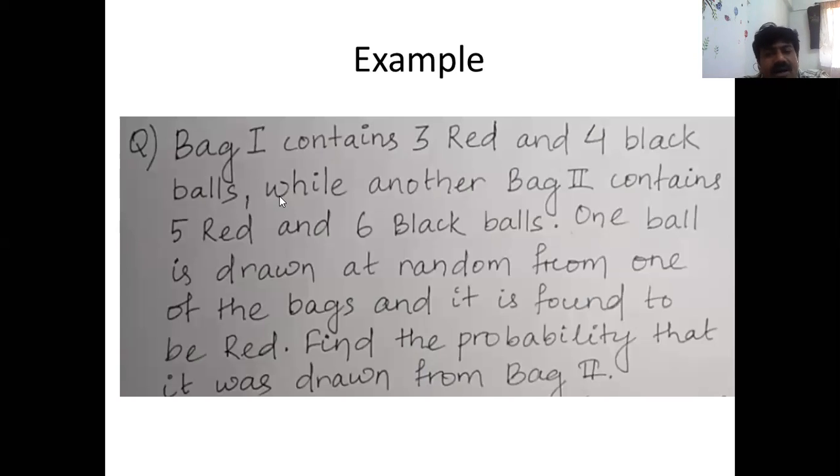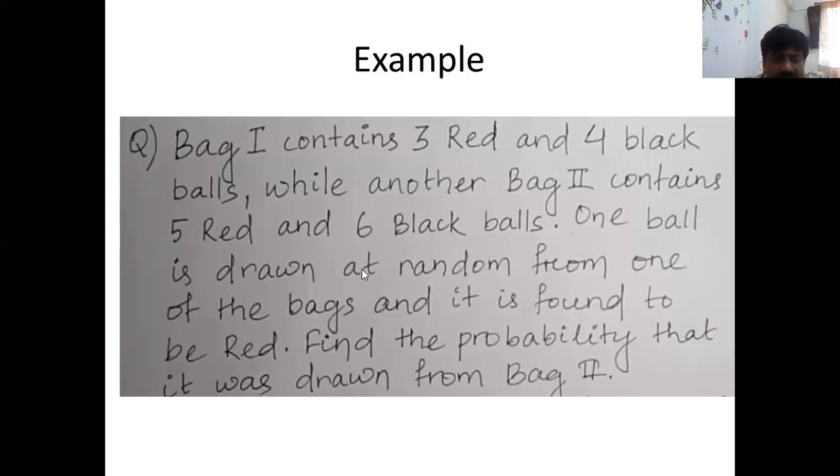Just go through this example. Bag 1 contains 3 red balls and 4 black balls, a total of 7 balls, while another bag, bag 2, contains 5 red and 6 black balls, so bag 2 contains a total of 11 balls. Just understand the example so that you can understand the solution.